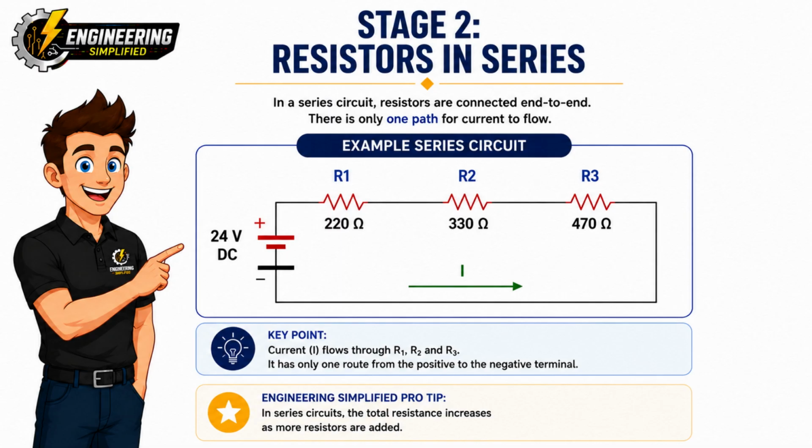This is one of the most important rules of series circuits, and you'll use it again and again when solving electrical problems. Another important point is that every resistor adds more opposition to the flow of current. As you connect more resistors in series, the total resistance increases, making it harder for current to flow. In the next slide, we'll learn how to calculate that total resistance using a very simple formula.